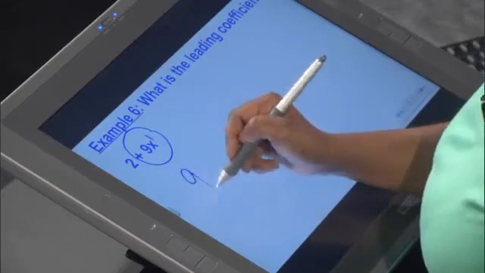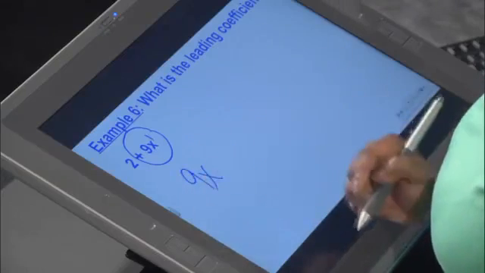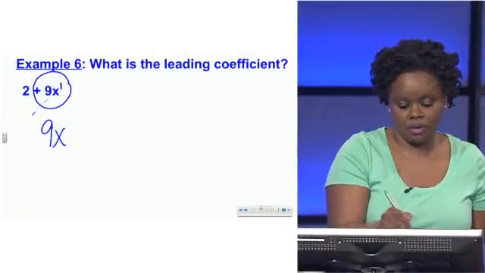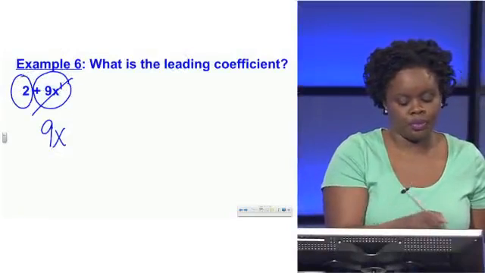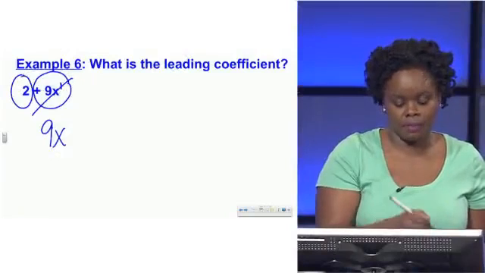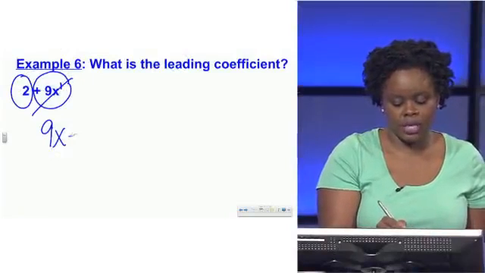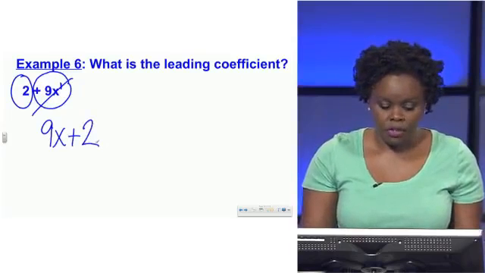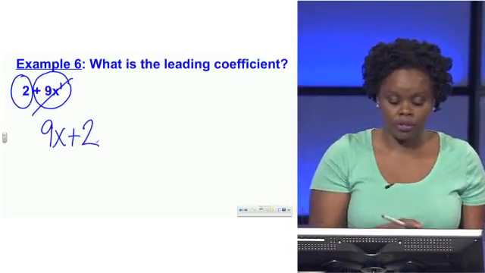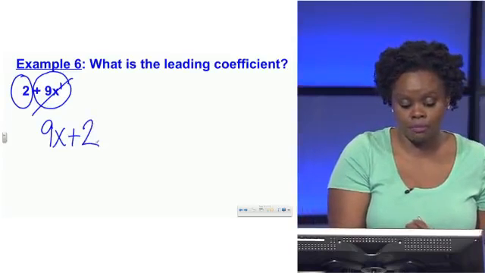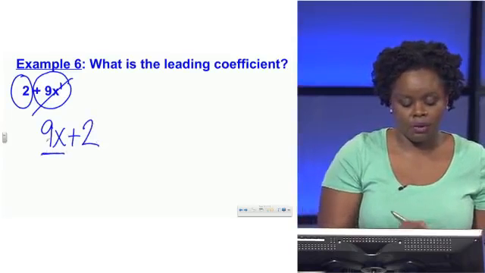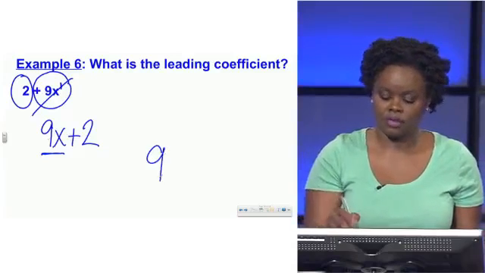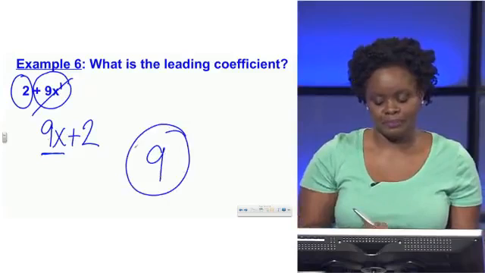So 9x, it's positive, but you don't have to write the plus when it's the first term. And then you see you have the 2. And when you don't see a sign out front, that means it's positive. So this really should be written as 9x plus 2 for it to be in standard form. So now that it's in standard form, just look at your leading coefficient, or look at your leading term. It's 9x, and the coefficient of that first term is 9. So the leading coefficient of that polynomial is 9.